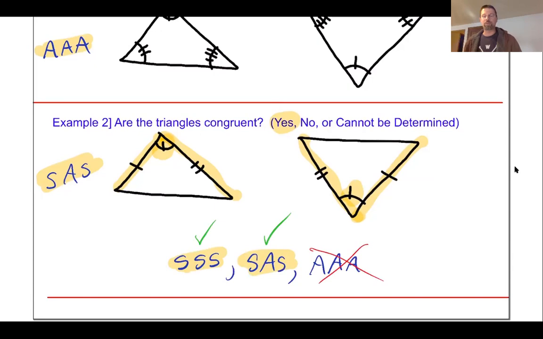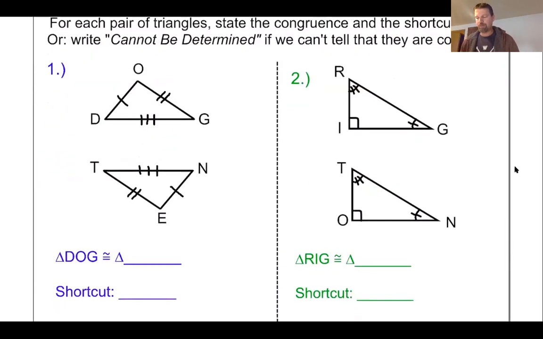All right, here's what your homework is going to look like. You're going to have problems like this, where you're going to have to say whether the triangles are congruent and name the shortcut. So take a look at problem 1. Can you identify which shortcut you would use to say those triangles are congruent? All right. If you said side, side, side, you are correct. That's a triangle where I have 3 sides equal to each other. That side's equal. That side's equal. And that side's equal.